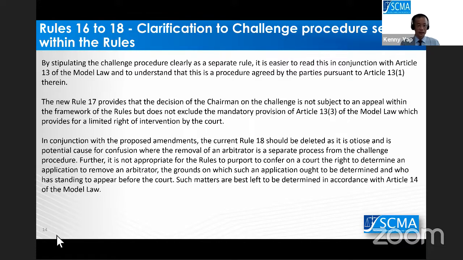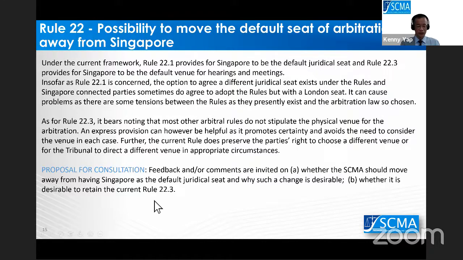Okay, so in summary, the issue for consultation is whether you agree to the rules on challenging an arbitrator being recast into separate rules with minor amendments, and also for Rule 18 to be deleted. Moving on now to Rule 22.